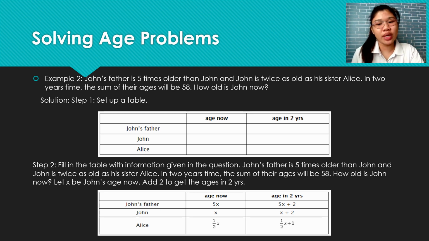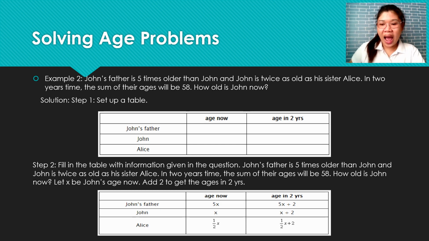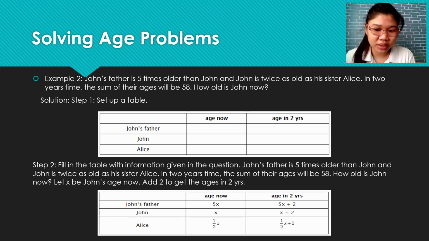In this case, we represent the x age to John. So if x age is John, and John's father is 5 times older than John, the father's age is 5x. And then John is twice as old as his sister Alice. So this is quite confusing, right? Because John is equal to x, and then John is twice as old as his sister Alice.